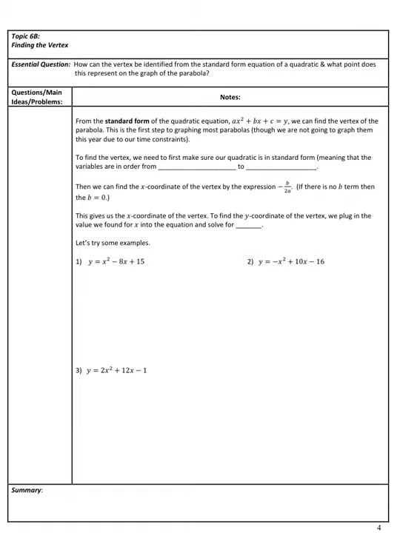So from the standard form of the equation, ax squared plus bx plus c, we can find the vertex of a parabola. So this is our focus. There are other forms, and you can find it from those forms as well. We're focusing on standard form. This is the first step to graphing, as I said earlier.